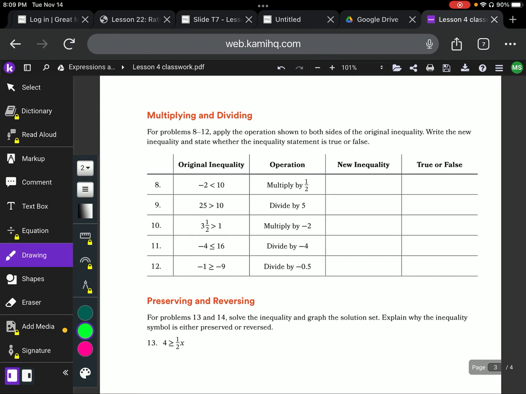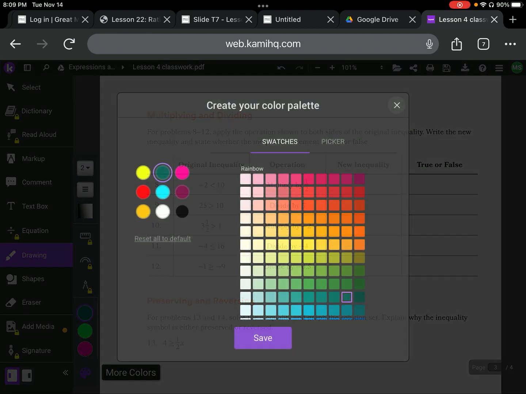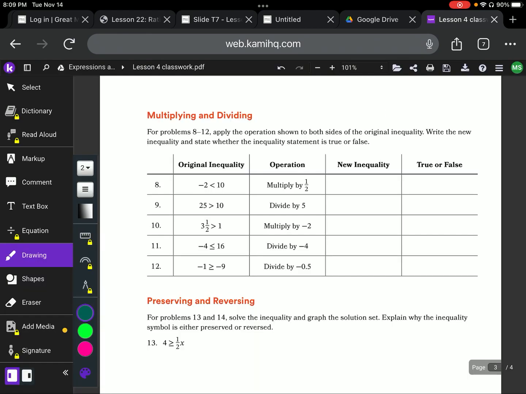And let's talk about multiplying and dividing in this video. So let's see if multiplying and dividing follows the same patterns that adding and subtracting did. So we're going to do the same thing. We're going to apply the operation to both sides of the original inequality and state whether the new inequality is true or false. So right now I have -2 is less than 10. Right now, that is true.